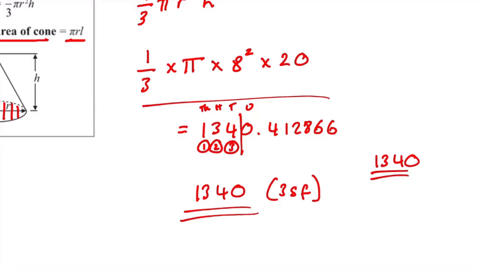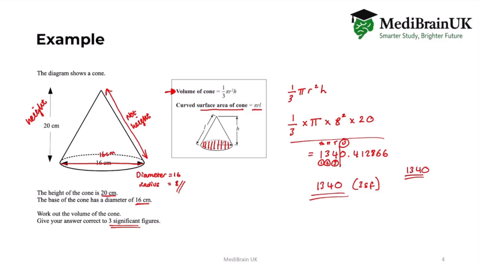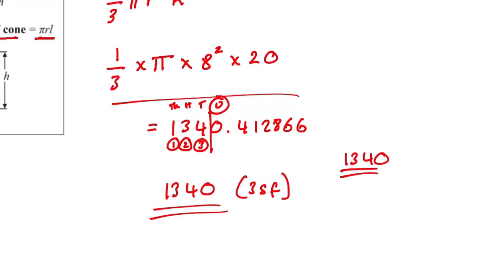Because we've counted 1, 2, 3, and there's a units column. Because that's a 0, we added a 0. If that was a 1, we would still add a 0, just to make sure that it's three significant figures. Three significant figures just means you can see three proper numbers. So you can see three proper numbers here. The placeholder zero doesn't count as a number.